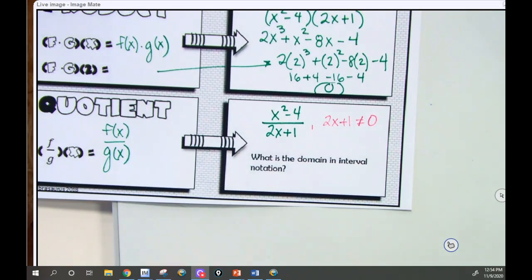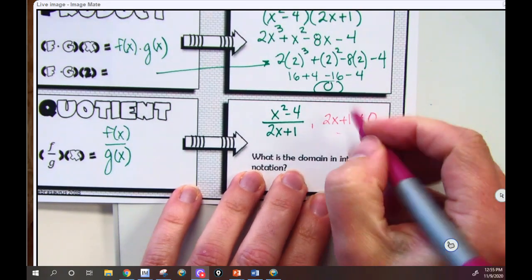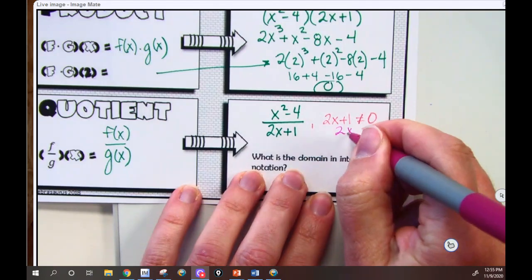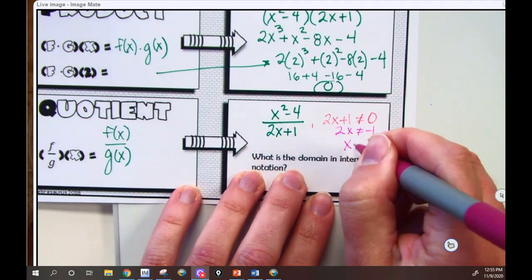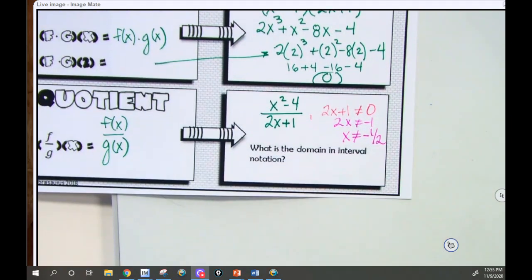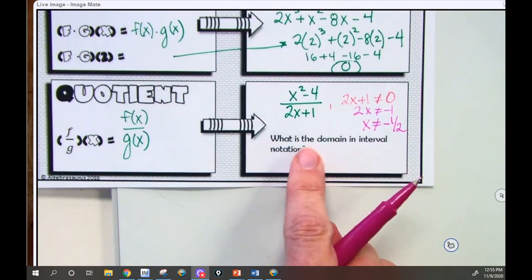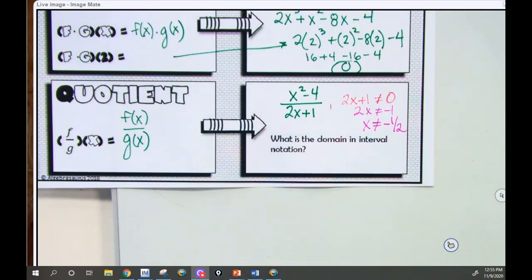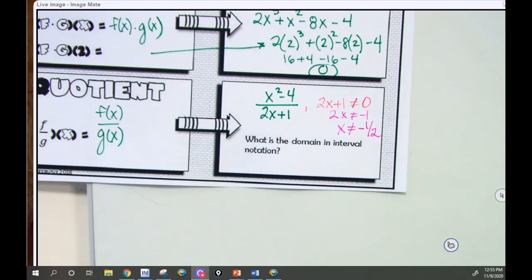All right, let's solve that. 2x cannot equal negative 1. x cannot equal what? Negative 1/2. Now in your homework today, it's going to say, what is the domain in interval notation? And we have kind of forgotten about interval notation because we haven't used it for a while. So let's refresh.